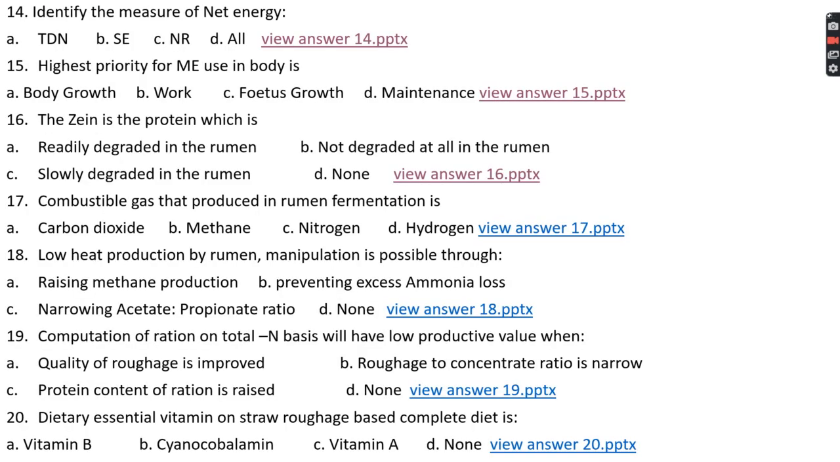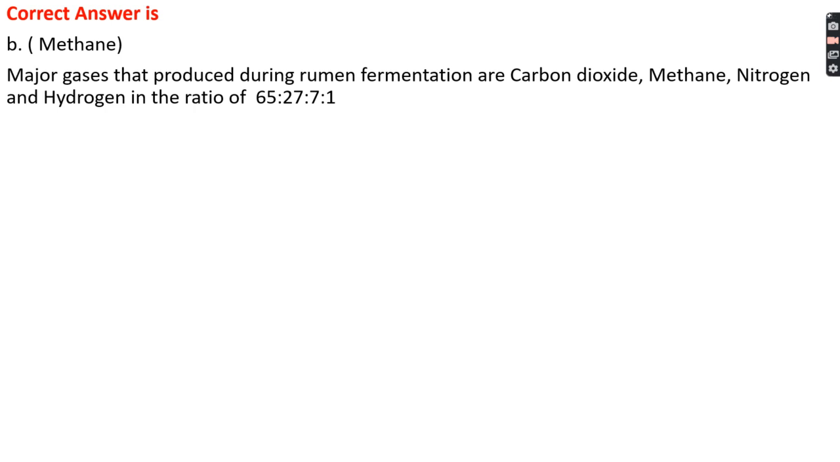Question number 17. Combustible gas that is produced in rumen fermentation is option A, carbon dioxide, option B, methane, option C, nitrogen, option D, hydrogen. The right answer is option B, that is methane. Major gases produced during rumen fermentation are carbon dioxide, methane, nitrogen, and hydrogen in the ratio of 65 to 27 to 7 to 1.